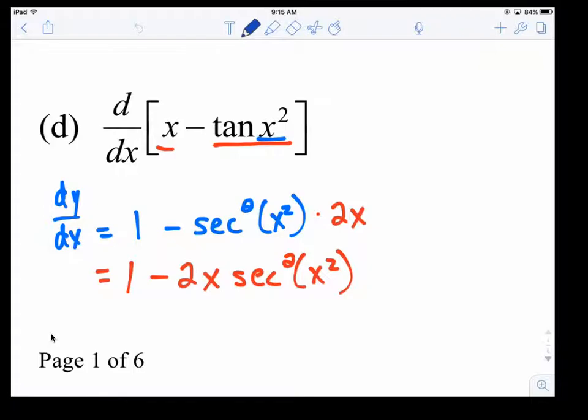All right, so you have the derivative of x, which we know is just 1, and then tangent of x squared. X squared is built inside of the tangent. So tangent's on the outside, x squared's on the inside. So the derivative of tangent turns into secant squared, and then the derivative of x squared turns into 2x. And then you just clean it up. So it's 1 minus 2x secant squared of x squared.